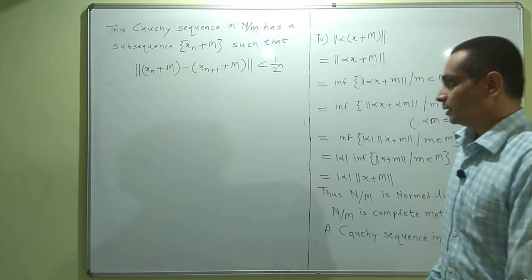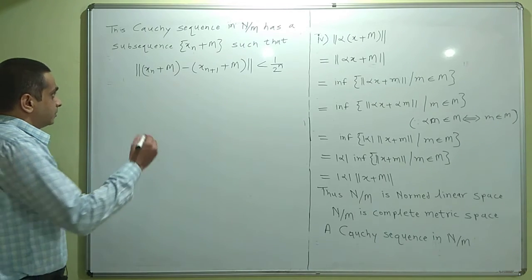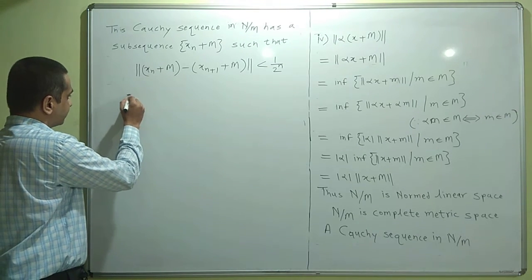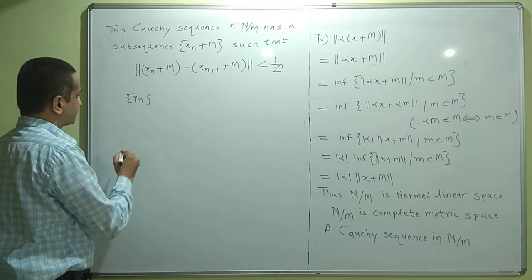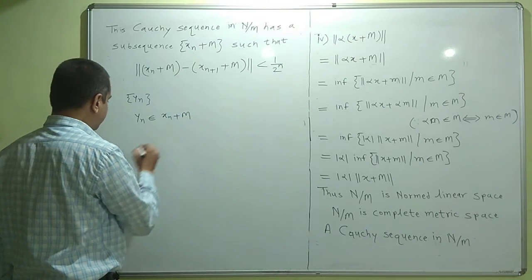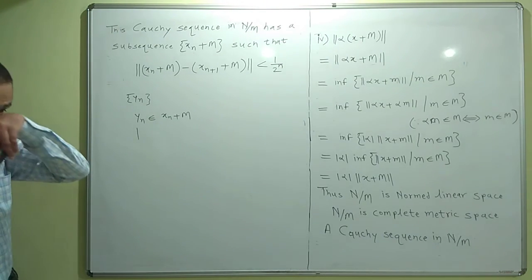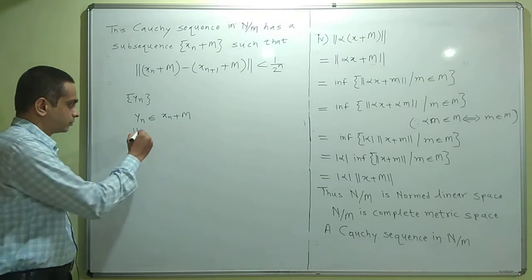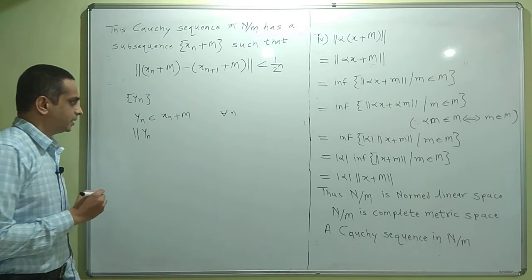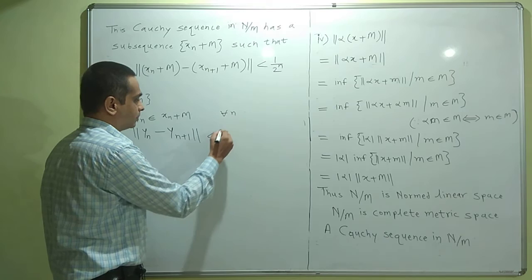Again, by using the definition of infimum, which I stated, we can find a sequence yn such that yn belongs to xn plus m and it satisfies the property that, this holds for every n, norm of yn minus yn plus 1 is also less than 1 by 2 raised to n.